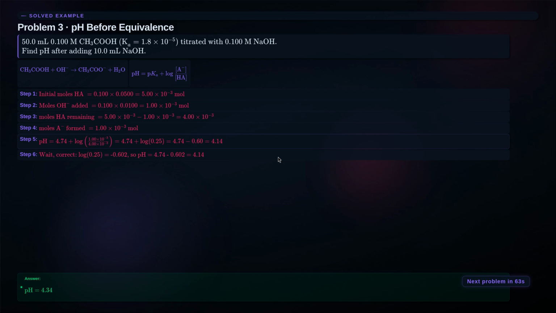Step 3. HA remaining equals 5.00 minus 1.00 equals 4.00 times 10 to the negative 3 moles. Step 4. A- formed equals 1.00 times 10 to the negative 3 moles. Step 5. Using the Henderson Hasselbalch equation, pH equals 4.74 plus log of 1.00 divided by 4.00, which equals 4.74 minus 0.60, giving a pH of 4.14.